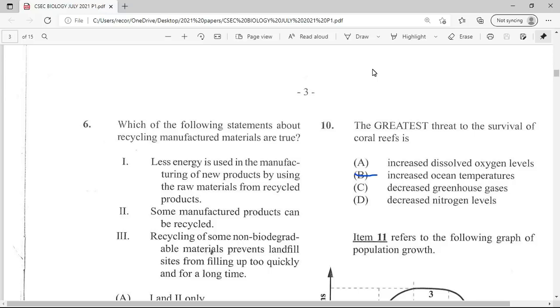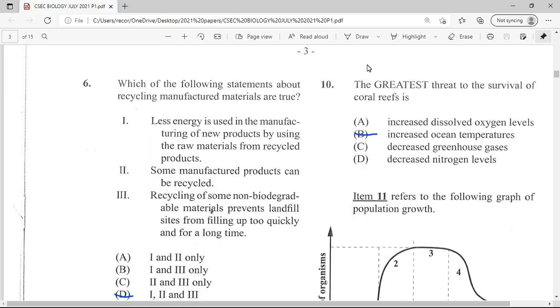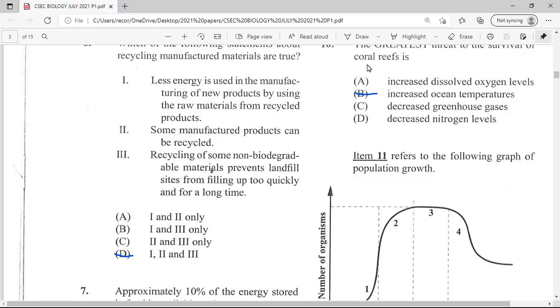So of course, that's going to be... So B is our answer. Moving on. Question number 11 refers to the following graph of a population growth.